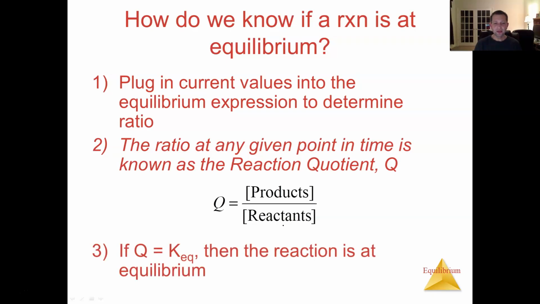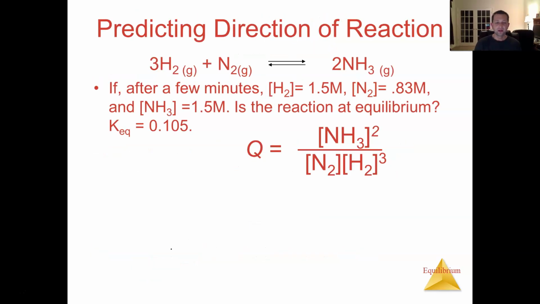If Q is equal to KEQ, then the reaction's at equilibrium, right? If your current conditions are the same as your equilibrium conditions, then of course you're at equilibrium. But if Q is less than K or greater than K, then we know which way the reaction has to progress to reach equilibrium, and we know we're not there. All right, so let's figure it out.